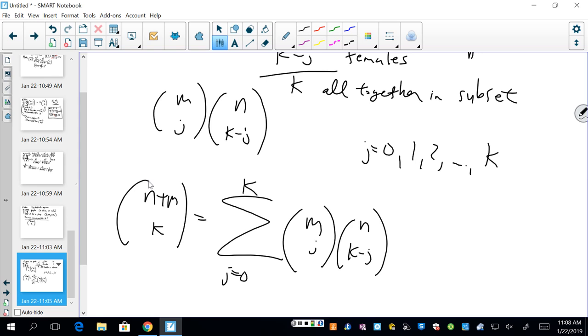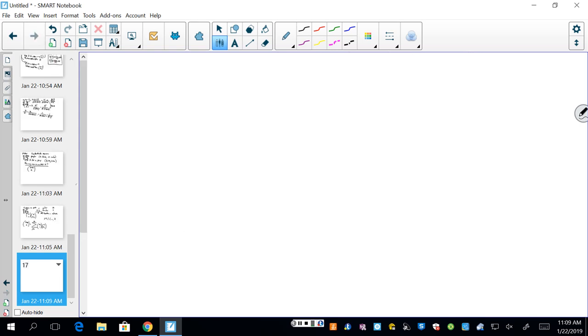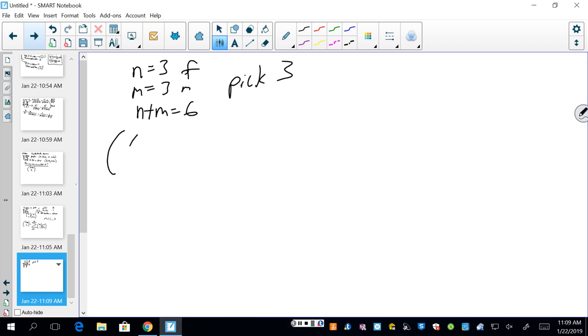We can look at it as an example. Let's say we have 3 females and 3 males. Small numbers are easy to deal with. Now we're going to pick 3. We have 6 people and pick 3. How many ways can we do that selection to get our set of 3? We're not caring about order. We just need this set of people. Well, 6 choose 3.